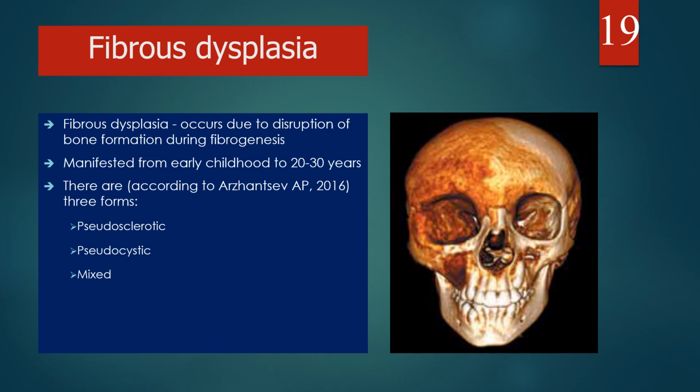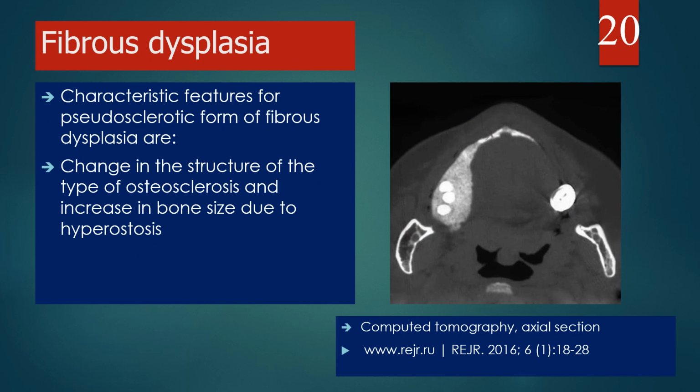Fibrous dysplasia. Fibrous dysplasia occurs due to disruption of bone formation during fibrogenesis, manifested from early childhood to 20-30 years. There are three forms: pseudosclerotic, pseudocystic, and mixed. The characteristic features for pseudosclerotic form of fibrous dysplasia are changes in the structure of type of osteosclerosis and increase in bone size due to hyperostosis, as we can see on this axial section of CT.